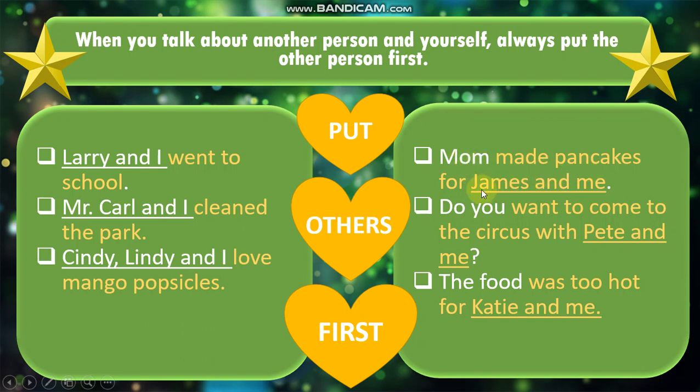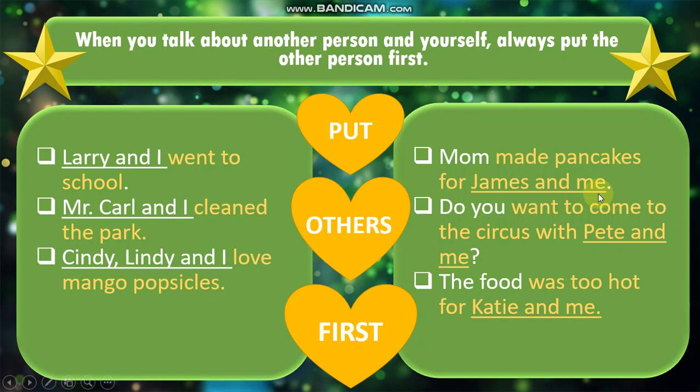Mom made pancakes for James and me. Where is the subject here? Who is the sentence talking about? It's talking about Mom. What did Mom do? Made pancakes for 1 person or 2 people, James, and for me. Where did I place me? Did I say me and James? No, that would be wrong. I put James before I put myself.